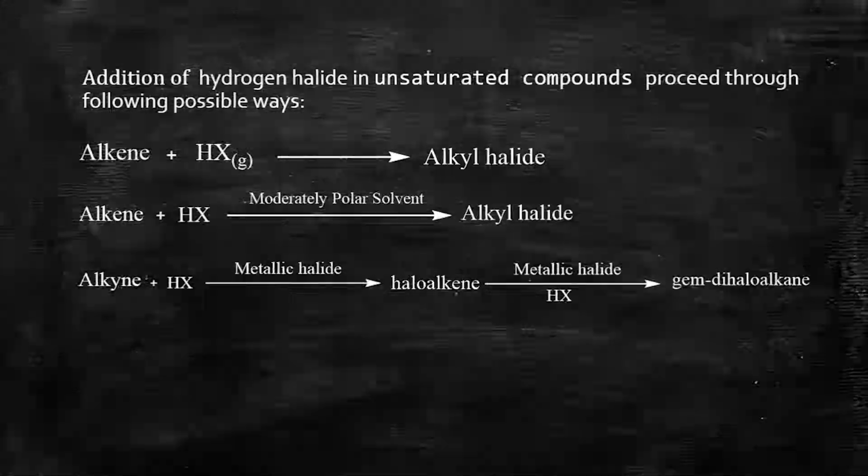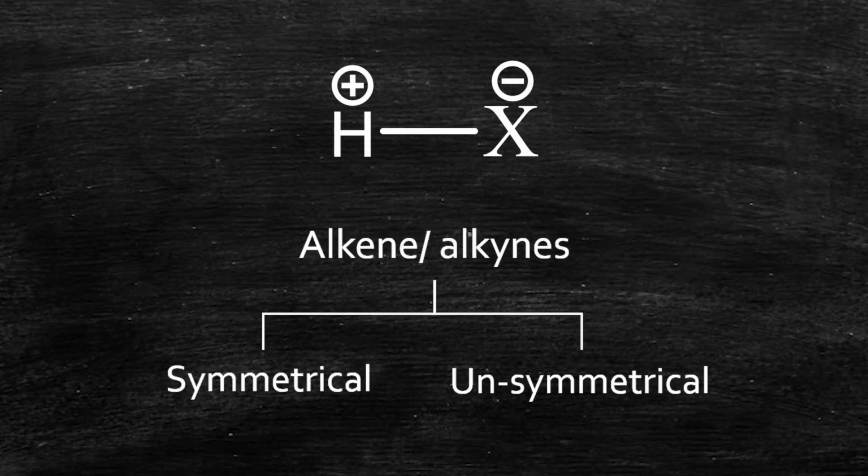Here we have two reactants, as you can see in the reaction equation. Hydrogen halide has an unsymmetrical charge distribution due to the large electronegativity difference between hydrogen and halides. The second reactant is an unsaturated compound, which may or may not be symmetrical. The nature of the compound is very important as it determines how the reaction will proceed.